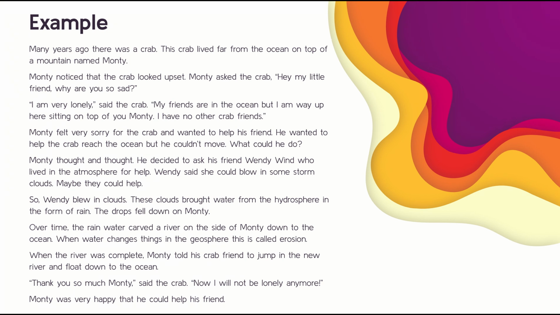The drops fell down on Monty. Over time, the rainwater carved a river on the side of Monty down to the ocean. When water changes things in the geosphere, this is called erosion. When the river was complete, Monty told his crab friend to jump in the new river and float down to the ocean. "Thank you so much, Monty," said the crab. "Now I will not be lonely anymore." Monty was very happy that he could help his friend.